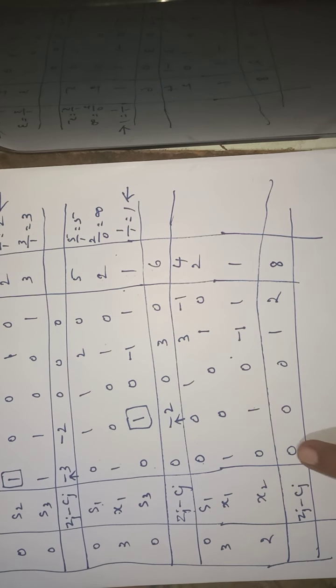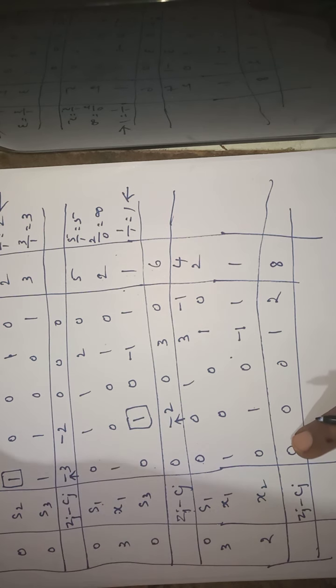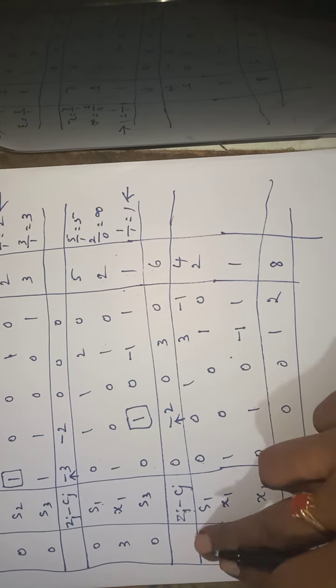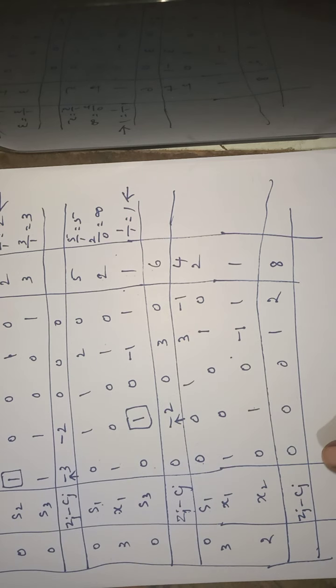Now if you observe the index row elements, how did I calculate the index row, understood? To get this element, we multiply this into this plus this into this plus this into this, minus Cj above. In the same way, to get this element, this into this plus this into this plus this into this, minus Cj, like that.